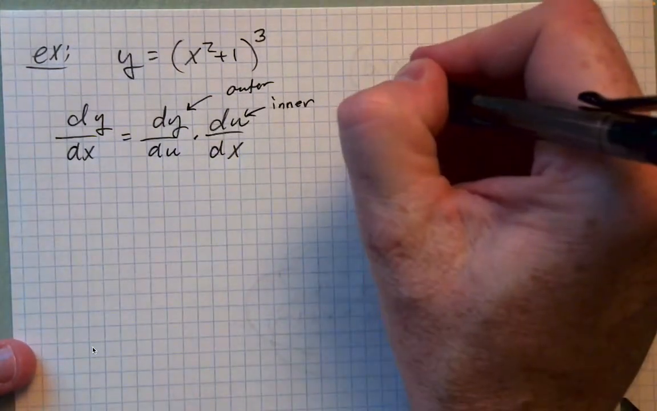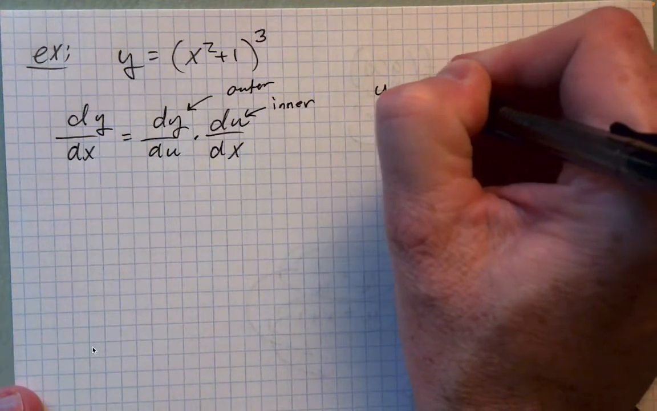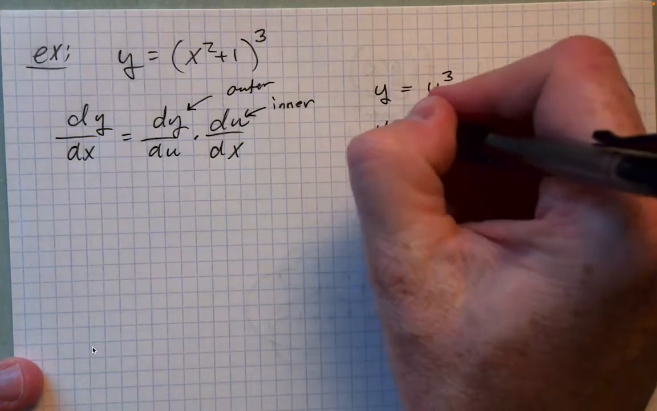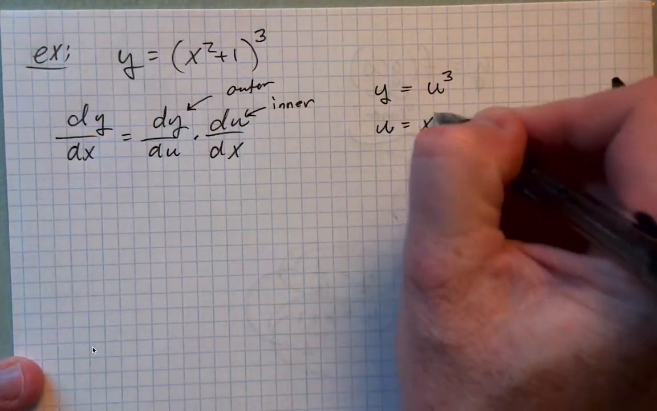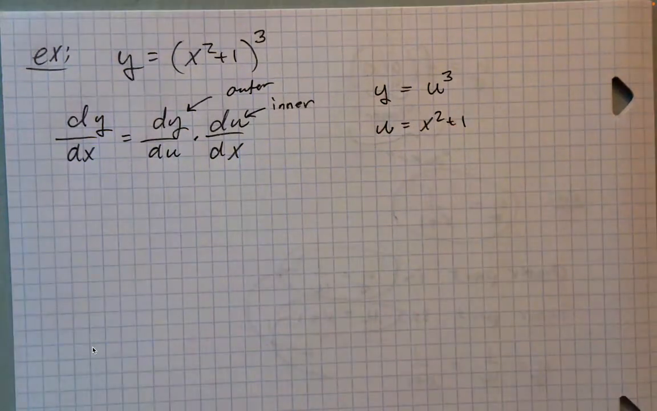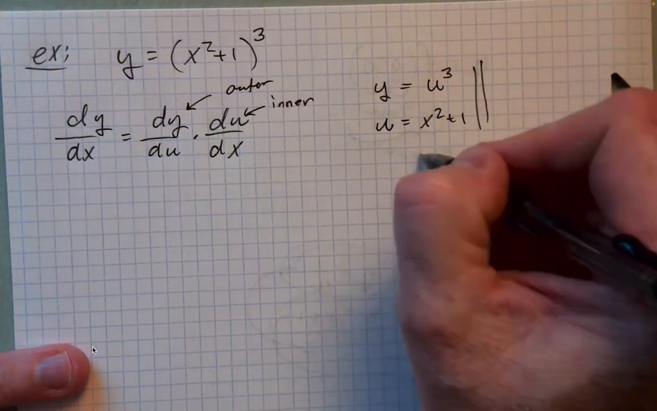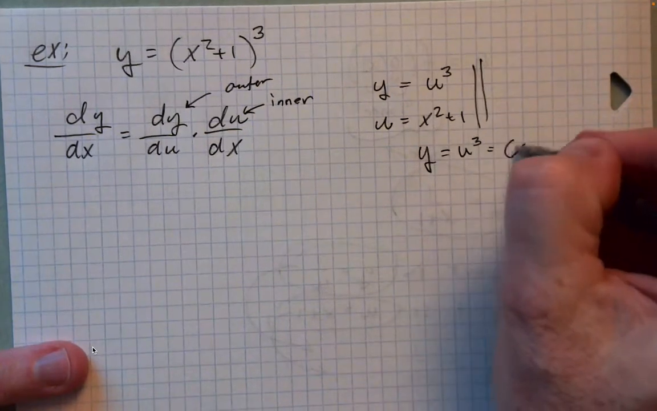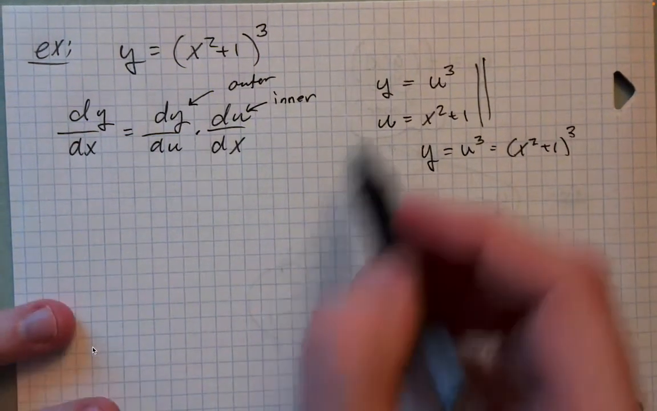So you can just kind of come off to the side and say, okay, well, the outer function is y equals u to the 3rd power, and the inner function is u equals x squared plus 1. Okay, so you kind of pull it apart into the 2 pieces, right? And then you just make sure that when you put those together again, you do indeed get the original function. Just make sure you've not omitted any piece of it. And yep, so those work.